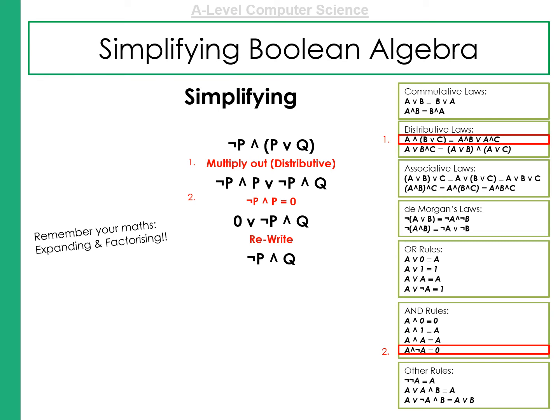So let's think about this. Not P and P, or not P and Q. Now when we've got not P and P, we know that is equal to 0. So not P and P equals 0. We can then simplify that a little bit more. We don't need the 0 now because it's 0 or. We can just use our distributive laws to go not P and Q.